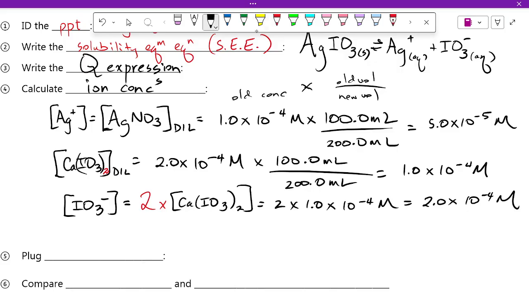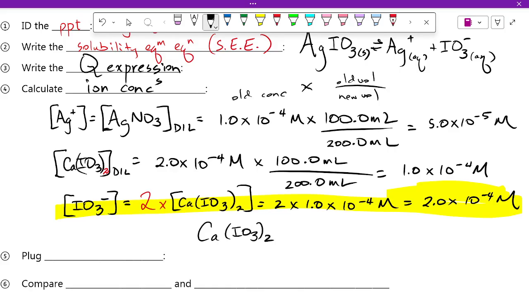How comfortable do you guys feel with this? Because there are other ways of showing that work. If you're like, I don't know why it's 2 times and not a half, because I know that some people get messed up in that. So if you're like, I don't get it, fear not. You can do it the following way. There's a couple of different ways to do it.